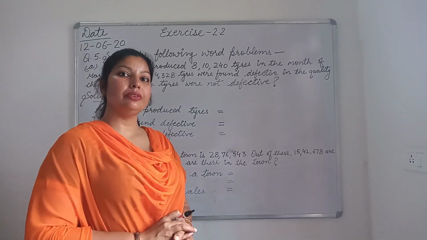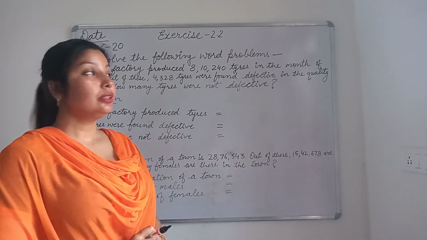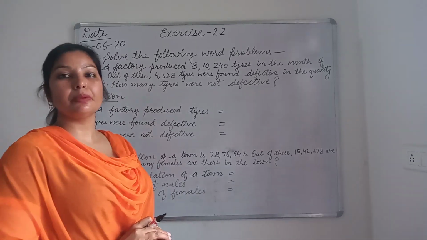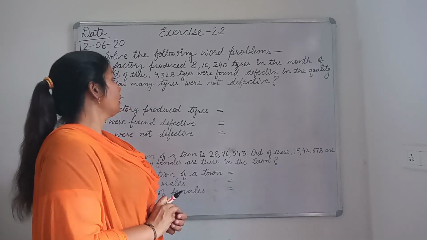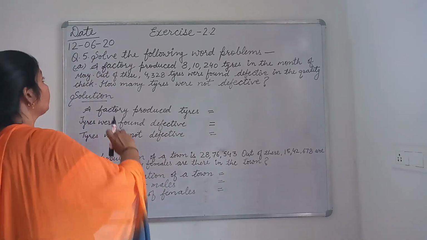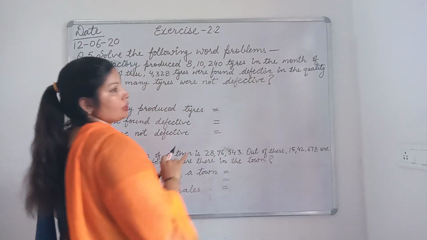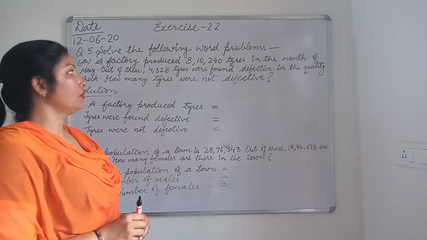Today we will continue our exercise 2.2. Okay. Question number 5 is a word problem. Word problems we use in many places in daily life, so that we have to solve now. Question number 5: Solve the following word problems. Here are given some word problems that you have to solve.